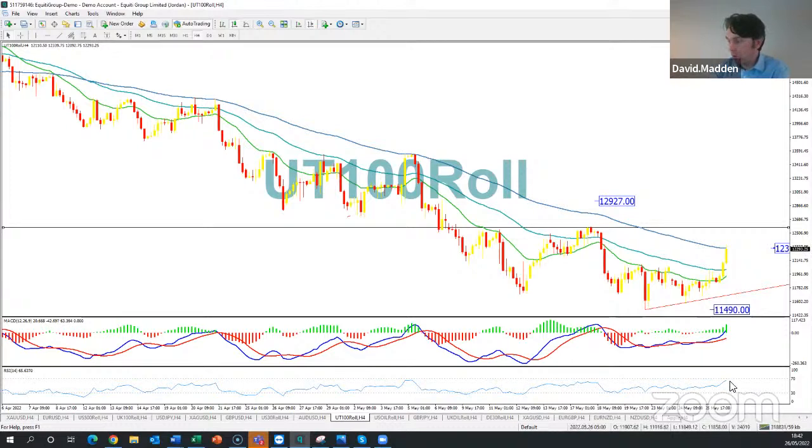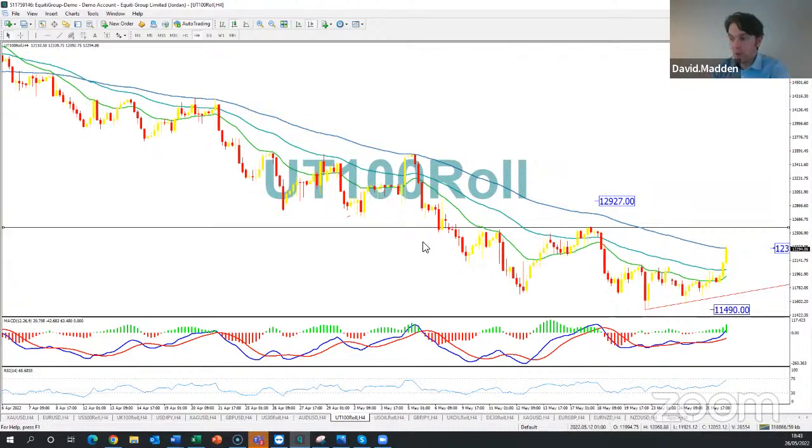It's also worth pointing out the RSI, which has been moving aggressively higher. If it continues to move higher from here, it might move into overbought territory. Should that be the case, that could be a warning sign that the upward move has been overstretched. Look at the price action.